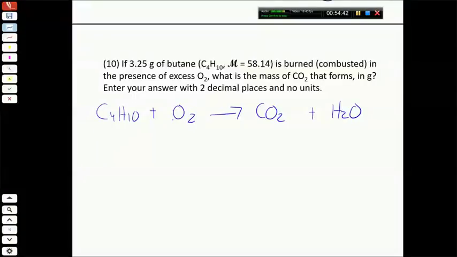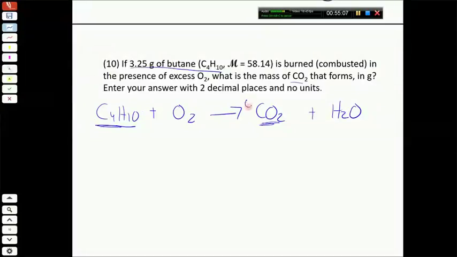Now that being said, in this problem we have a mass of C4H10, and we're trying to convert that into a mass of CO2. So as long as we know the correct ratio of those two substances, even if we didn't write the full balanced chemical equation, we'd be okay. We just need to know the ratio of butane to carbon dioxide to be able to answer this without necessarily having the other reactants and products present. But if we want to write the full equation, this is what it looks like.